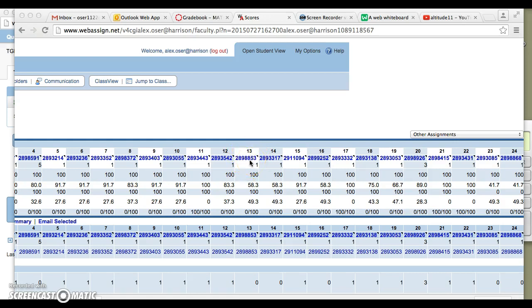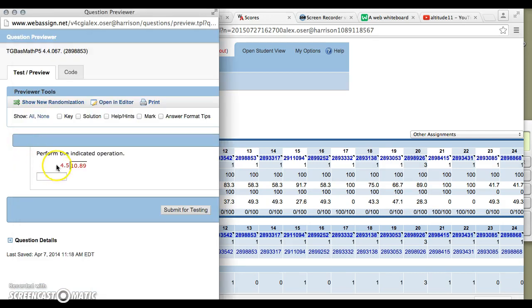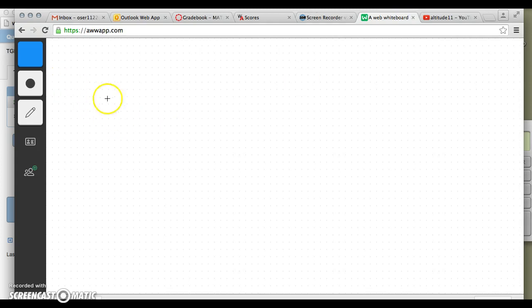We're going to start here with number 13. I've already got the problem pulled up here. So we are dividing, and we have 10.89 divided by 4.5.